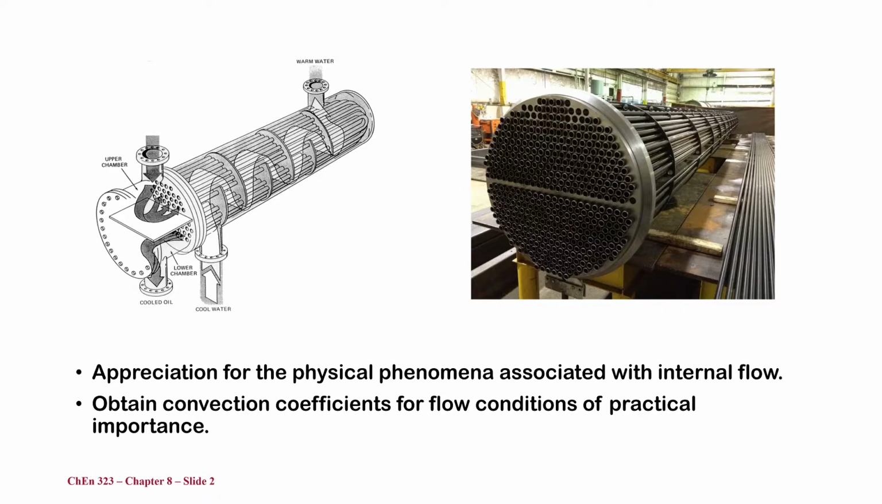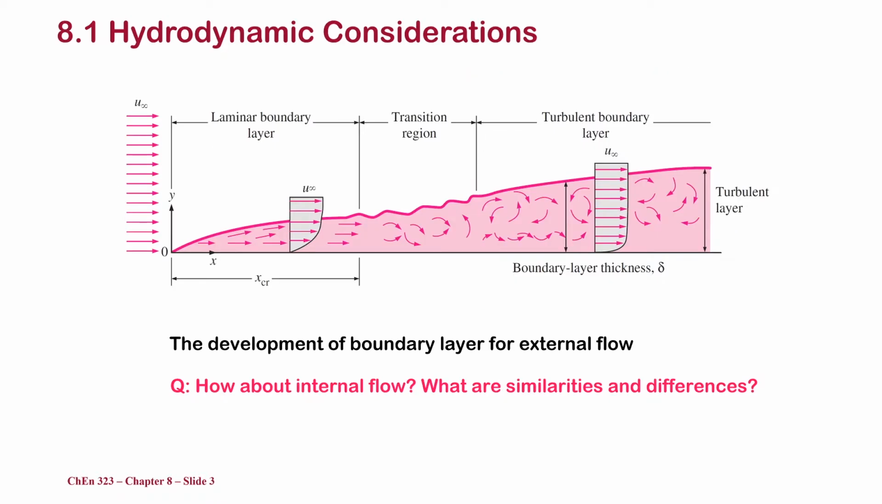And as you can imagine, there will be various situations where internal flow is experienced in the context of heat transfer. So our goal in this chapter is to try to understand how to estimate the convective heat transfer coefficient for internal flow. So first, as we mentioned earlier, in general, you must always consider the hydrodynamics and heat transfer together. So in general, the flow behavior strongly influences the heat transfer behavior.